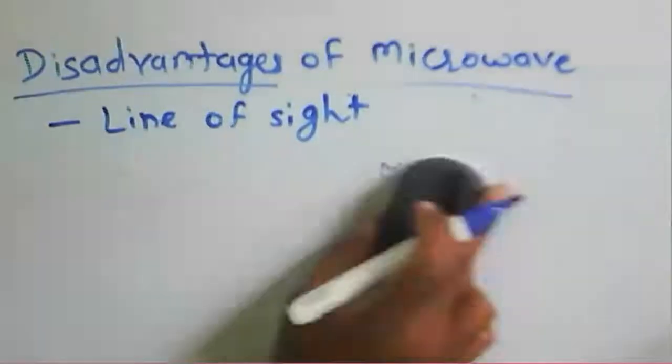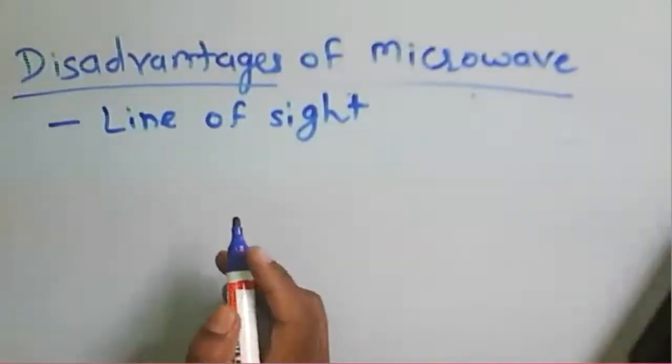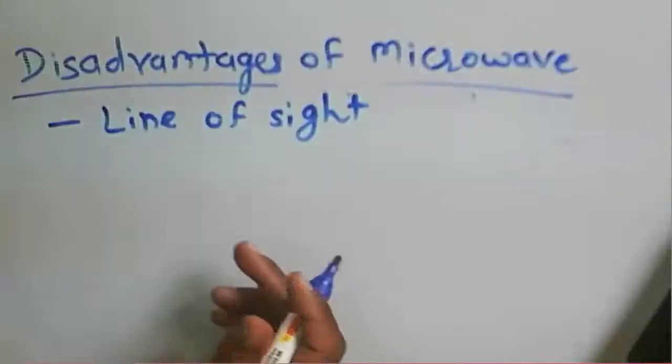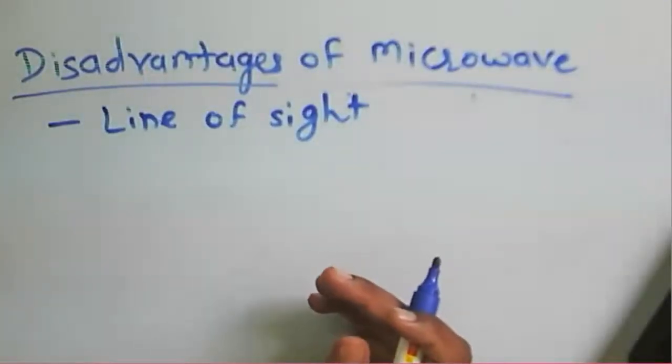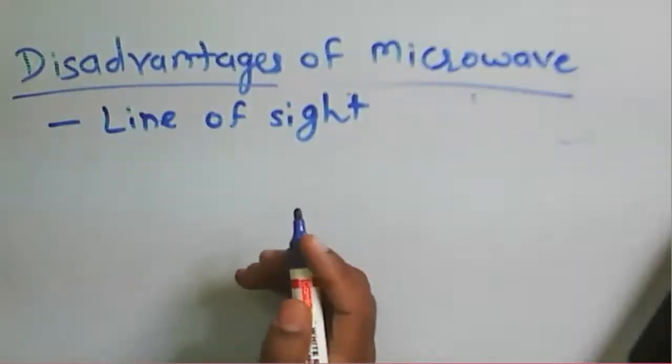So the line of sight operation gets affected because of that obstacle, because of that requirement of a line of sight. That is about 50 kilometers.